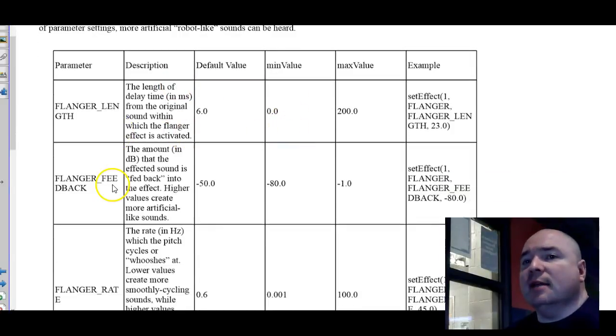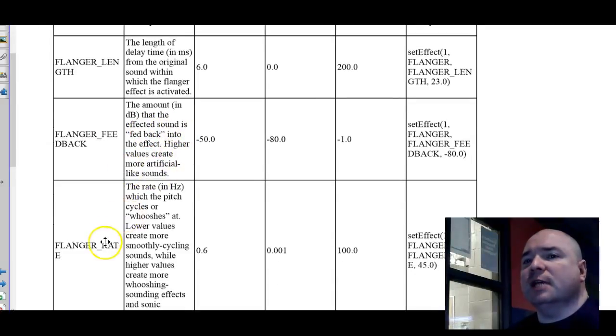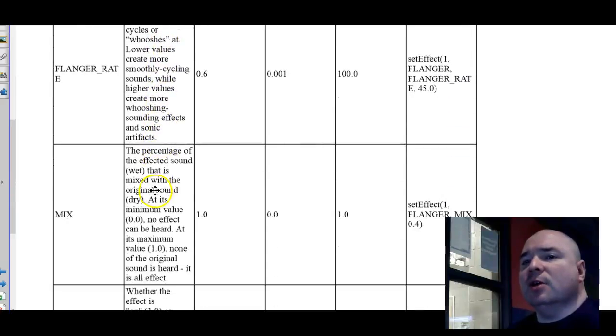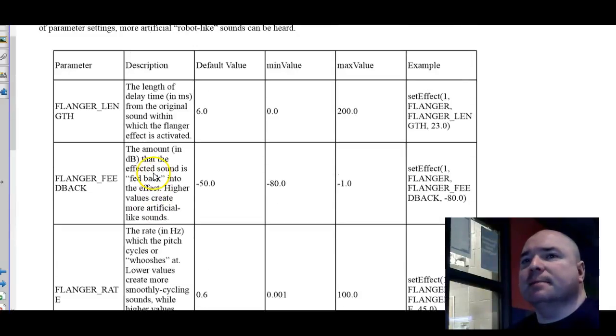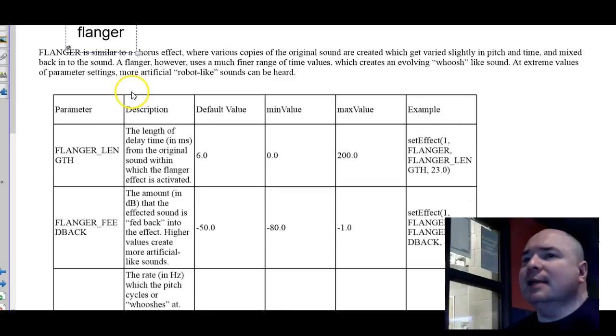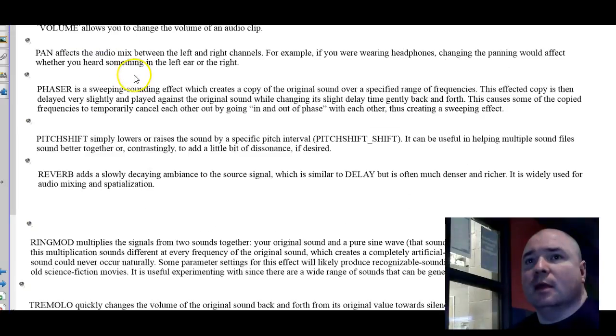We can choose its length, we can choose the feedback. The effect on the sound of feeding back into higher values is a more artificial sound. And then we have the rate at which it occurs, and of course we have mix and bypass. So a lot of these things, you choose what sounds good. You decide what you like. I just put a bunch of them together.